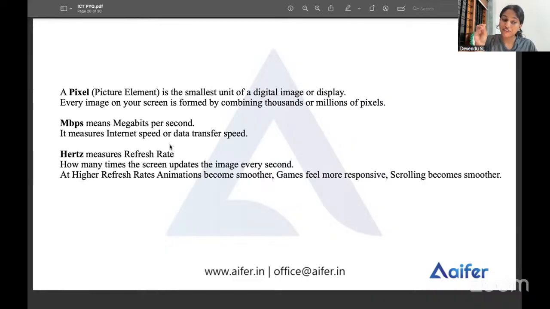Hertz measures refresh rate, how many times the screen updates the image every second. In every second the image can be refreshed, it can be updated, that is called refresh rate. With a higher refresh rate, we have a smoother flow of scrolling on our screen. The game feels more responsive, and animation becomes smoother. So what do we look for? Higher hertz, higher refresh rate, that is hertz.